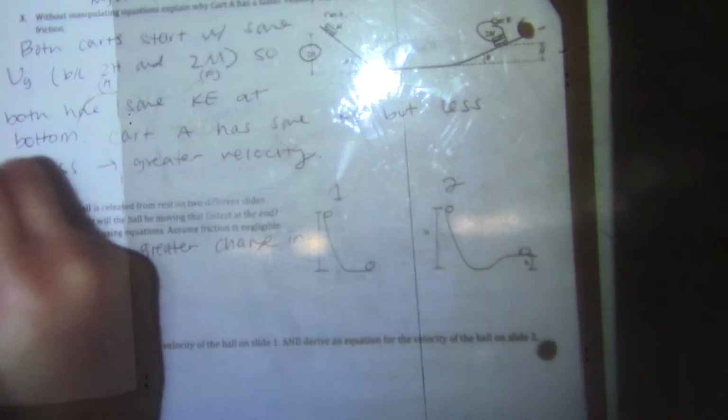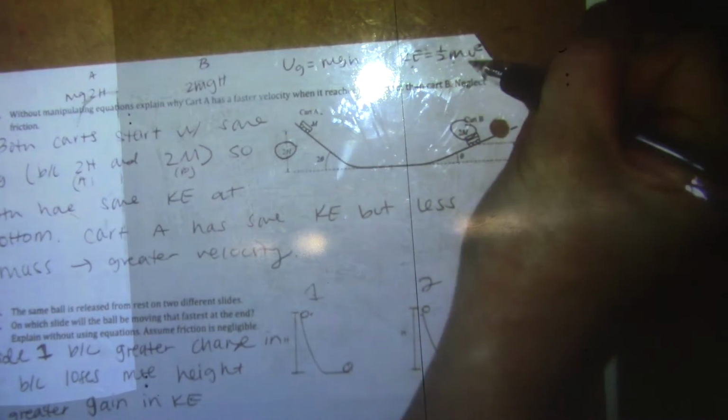Because, so 2 ways to think about this. You can think about the change in energy. So I said slide 1 has the greater change in potential energy because it loses more height. A greater change in potential is going to mean a greater gain in kinetic. I'm talking about the exact same ball, so that gain in kinetic didn't have anything to do with the mass. It had to do with more velocity. So greater gain in kinetic is going to mean a faster velocity.